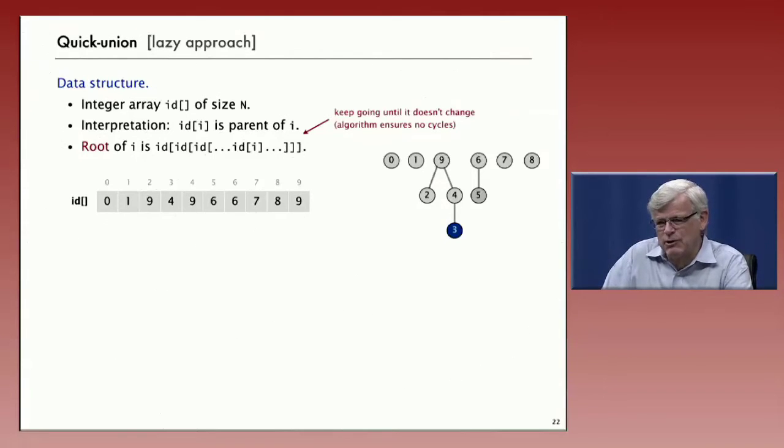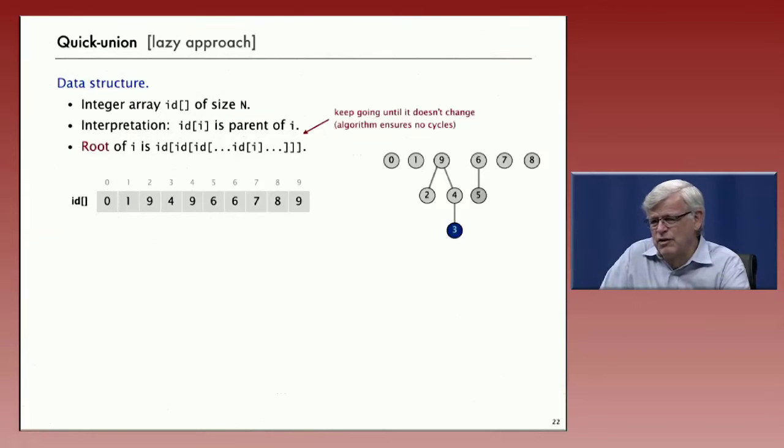We're going to think of that array as representing a set of trees, it's called a forest, as depicted at right. So each entry in the array is going to contain a reference to its parent in the tree. So for example, 3's parent is 4, 4's parent is 9, so 3's entry is 4, and 4's entry is 9 in the array.